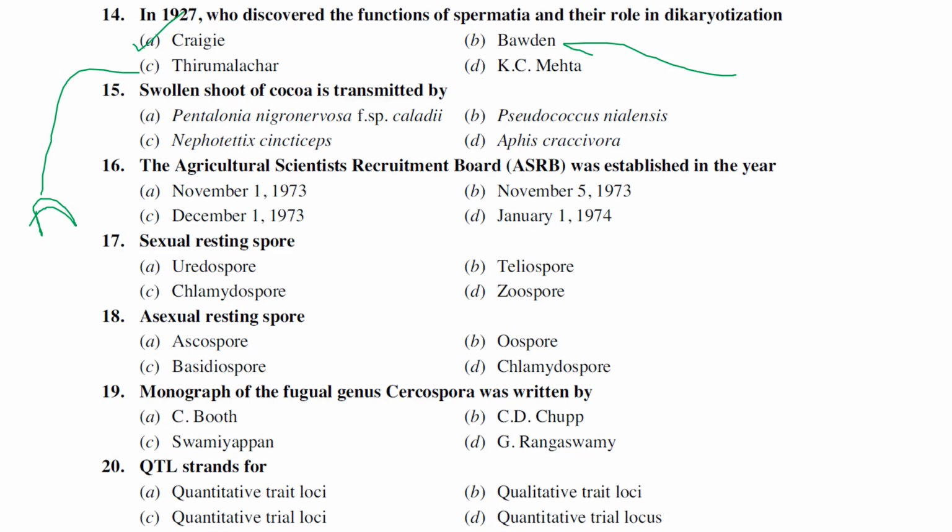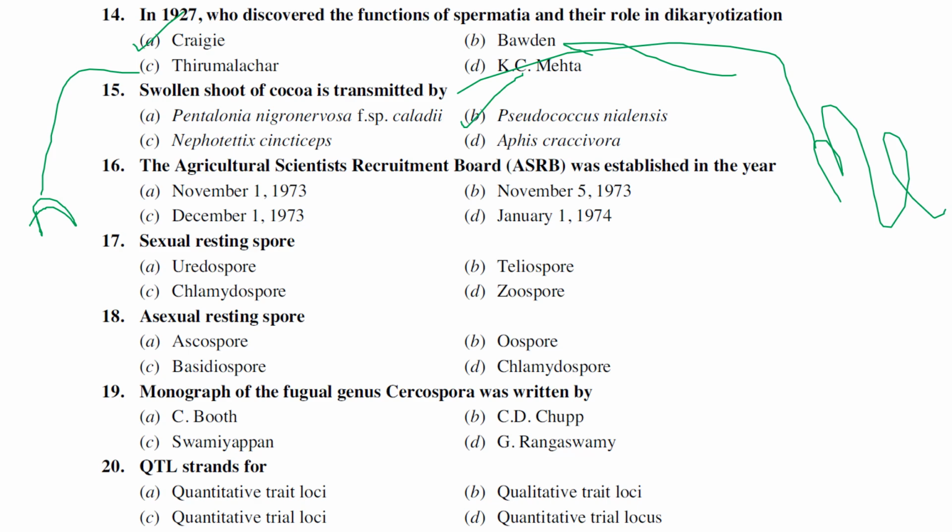Swollen shoot of cocoa, or cocoa swollen shoot, is actually transmitted by Pentalonia nigronervosa, Pseudococcus njalensis, Nephotettix cincticeps, Aphis craccivora. So here, actually, this cocoa swollen shoot is transmitted by mealybug. So here the scientific name of the mealybug is Pseudococcus njalensis. So the answer is B.